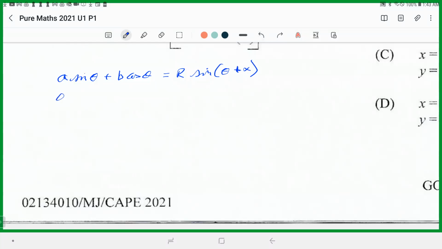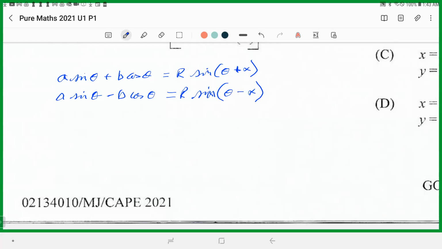And when it is A sine theta minus B cos theta, since the sine comes first, it's going to be R sine. And since you have a minus here, you must have a minus in here: theta minus alpha.